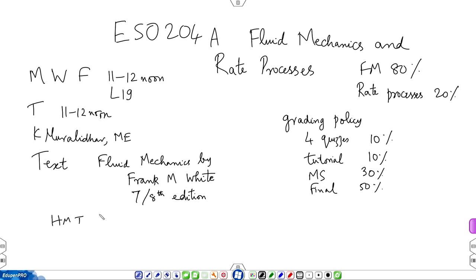Now, if you go to the library, you will see literally hundreds of books on fluid mechanics. Two reasons for it. One is it has evolved and it has been developed over, let us say, at least 2 centuries, if not more. The second is it's very important.